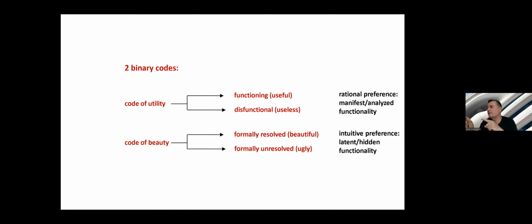So the code of utility is a rational preference where you actually have to analyze. It's a manifest, analyzed functionality, and beauty is the intuitive preference or the latent, hidden functionality. They should be aligned, and if you always love and appreciate the dysfunctional, you should work on your predilections and your aesthetic values. You need actually a revolution in aesthetic values, a change in aesthetic values to align your appreciation to the useful.